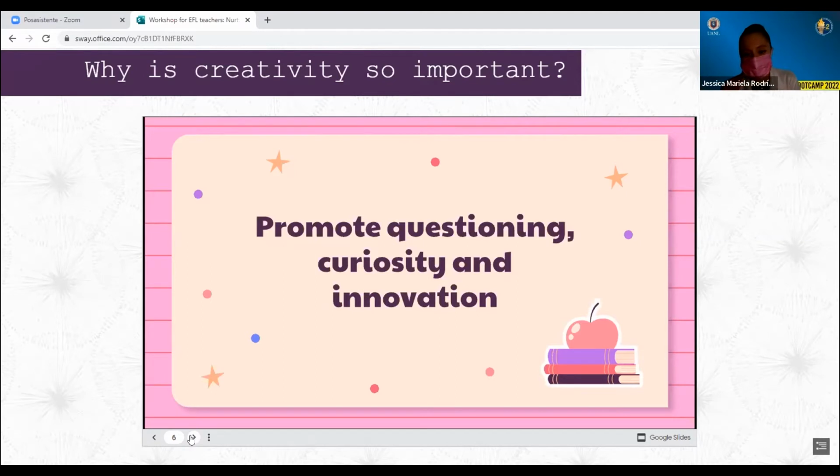Promote questioning, curiosity, and innovation. And this is really important, because when we are innovative in our classes, we know that we are going to be practical, and that we are going to have this spark that is going to make us feel that we are doing something new. And when people do new things, they are really happy, because they feel that they are learning to do something.